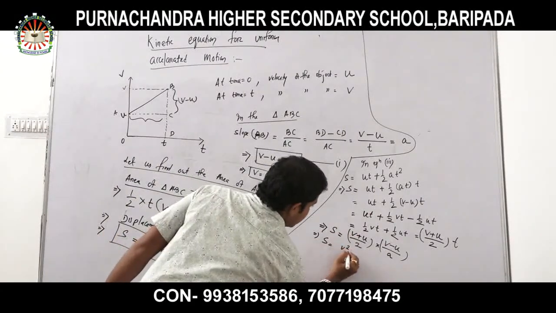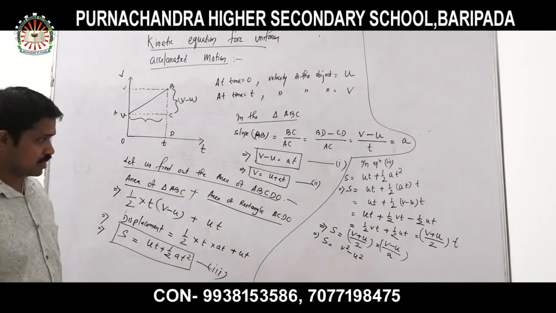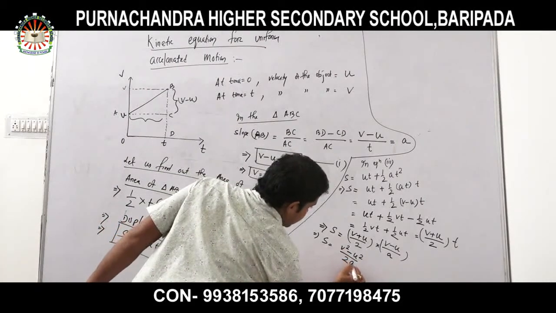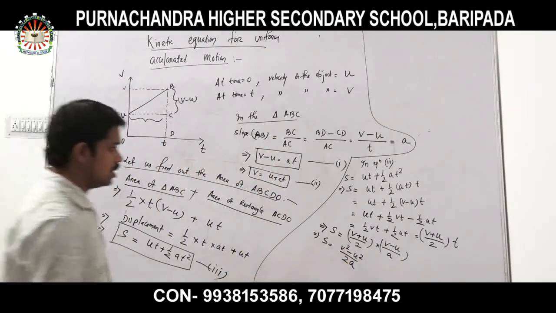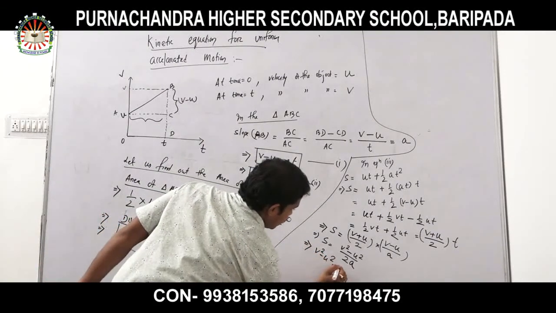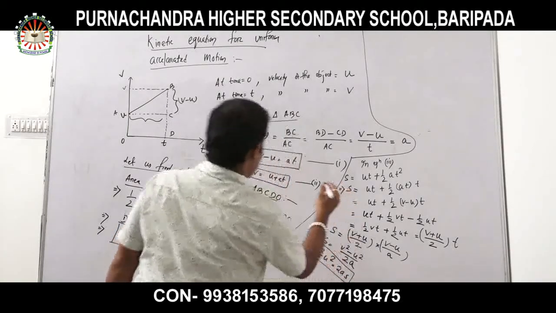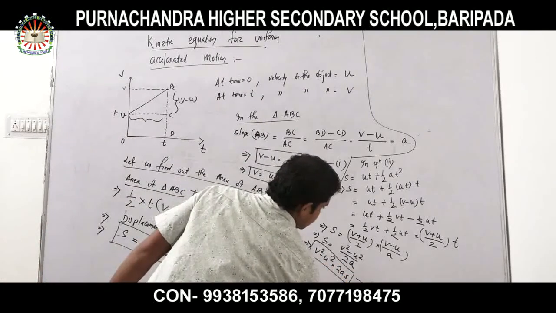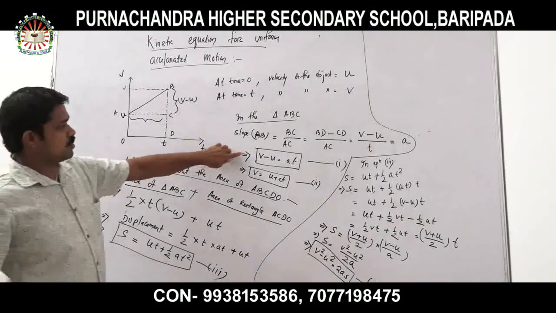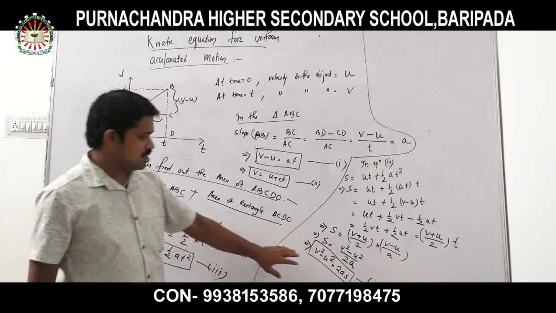Clear? So that implies S is V plus U into V minus U, which is V square minus U square, divided by 2A. So that implies V square minus U square is equal to 2AS. Understood? This is equation number 4. So all the 3 kinetic equations are derived: the first, the second, and the third kinetic equation.